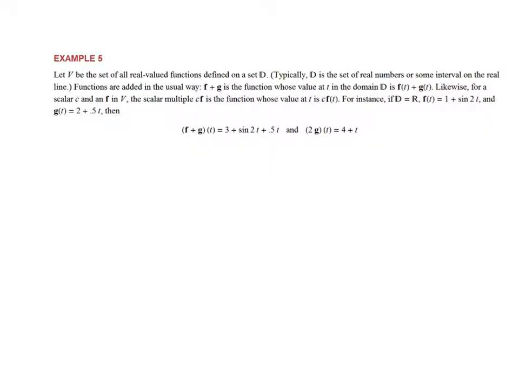Example 5 is a set of functions. A vector space is the set of real-valued functions defined on a set D. So the set of functions is also considered a vector space. I can add functions together to produce functions. I can multiply a function times a scalar. Those 10 axioms from the first slide apply to the set of functions on a set D. Okay, again, that's a little bit more out there than just the set Rn. But functions satisfy those 10 axioms to be considered a vector space.